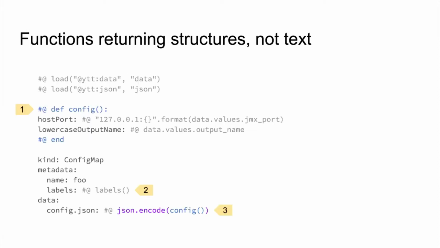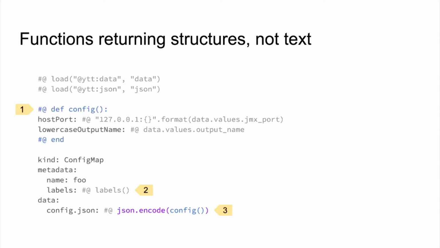Now let's see an example that highlights the advantage of using data structures instead of text. In this example, we want to build a config map with a host port and a lowercase output name. Notice in the config function at arrow 1, I'm returning a map containing these key value pairs, not text. This then enables me later to serialize this map to JSON when inserting it into the config map at arrow 3.